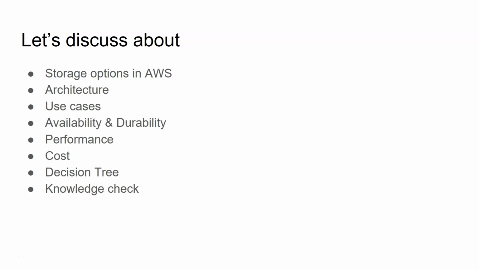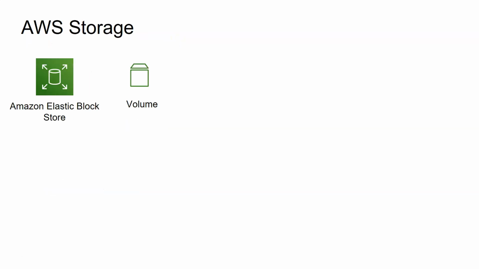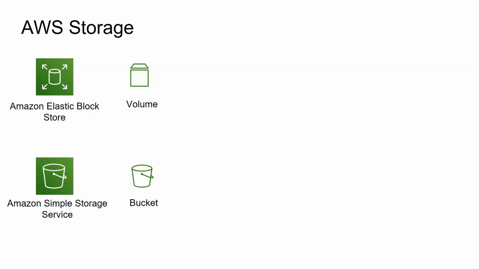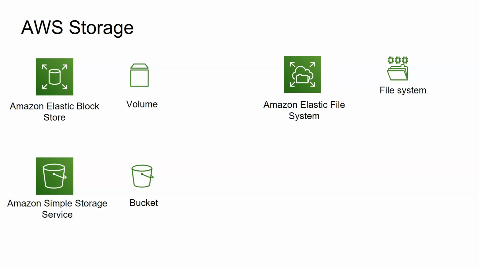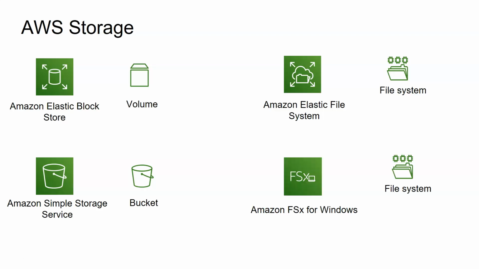So let's get started. Now, if you have already watched my videos, I have talked about a few of the storage services. In this video, we are going to talk about EBS, Elastic Block Storage. We are going to talk about S3, Amazon Simple Storage Service. We are going to talk about Elastic File System and then the variant of it, that is FSx for Windows. So don't worry, I'm going to talk about all these services shortly.